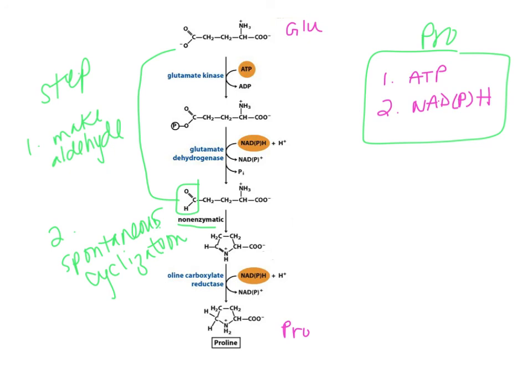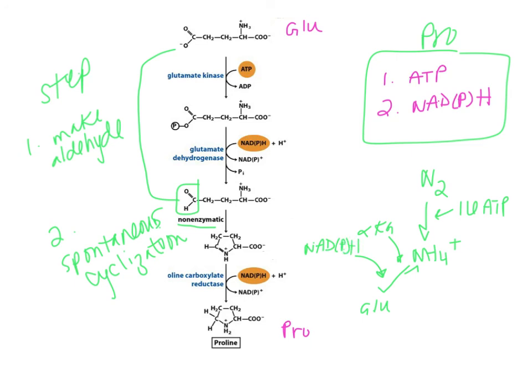So again, overall major recap, we started with N2. It got reduced to NH4, and that cost 16 ATPs. NH4 can be made into GLU, and you need alpha-ketoglutarate as the carbon backbone. So you throw a nitrogen on alpha-ketoglutarate. This is a redox event. And then you get to glutamic acid. Glutamic acid can be used to make proline.